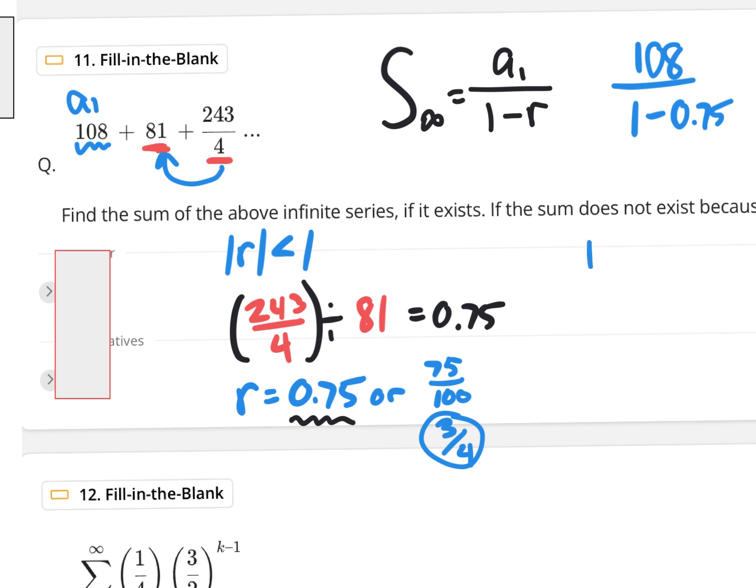So on a calculator, if you actually went 1 minus 0.75, $1 take away 75 cents, that'll be 25 cents left. You could put a 0 if you want, you don't have to. And on a calculator, if you go 108 divided by 0.25, you get your answer, 432. Okie dokie, let's move on to the next question.